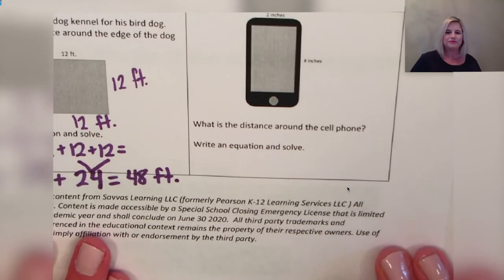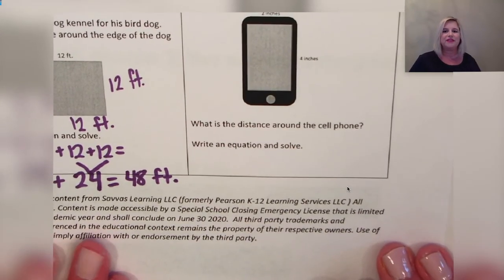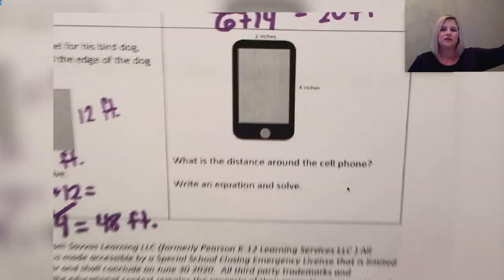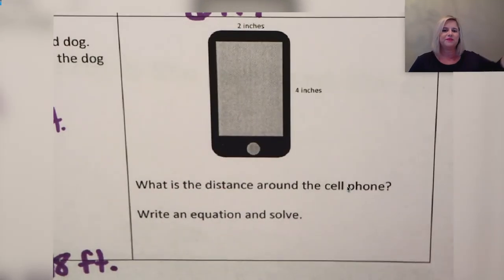Let's do this last one together. What is the distance around the cell phone? We see that the cell phone is 4 inches long and 2 inches wide. And we also see that it is a rectangle. Draw this on your paper and label. I'll do the same.